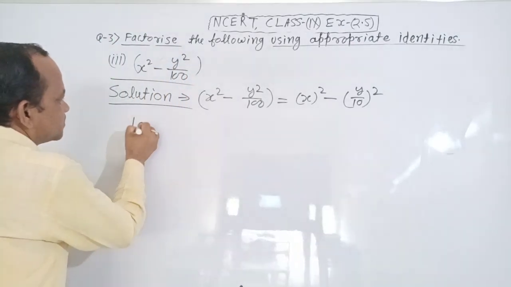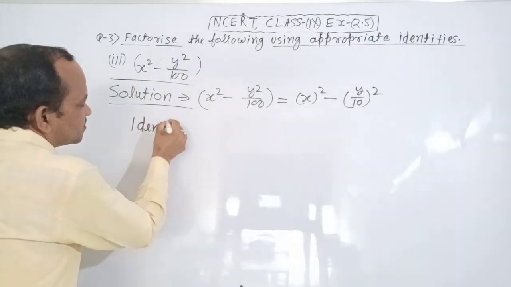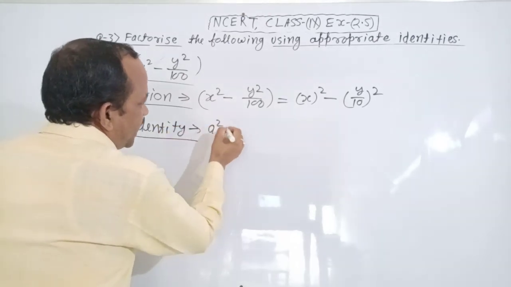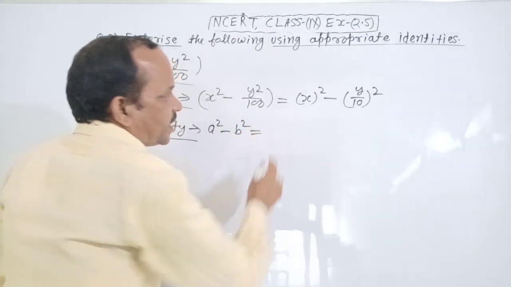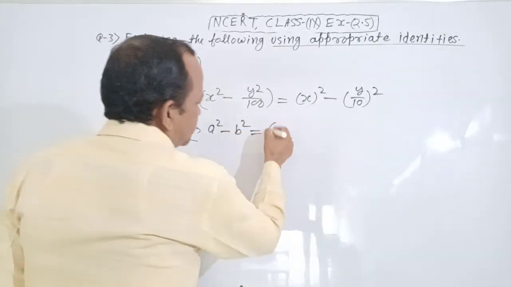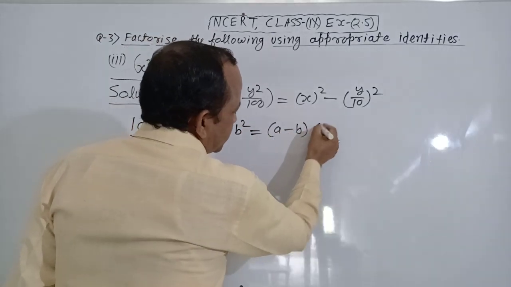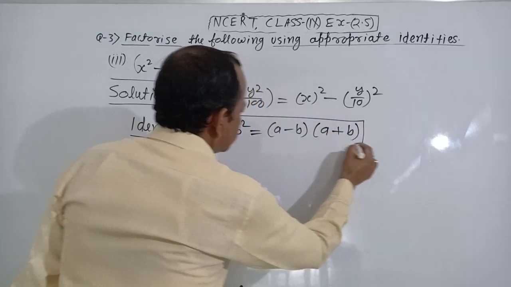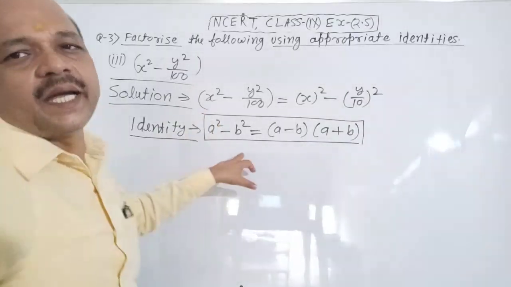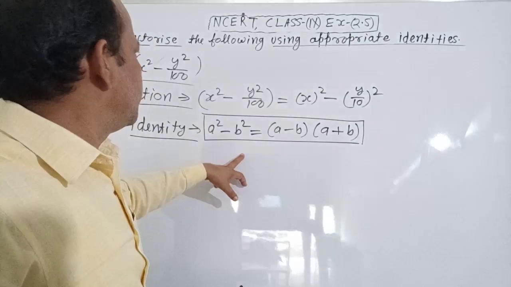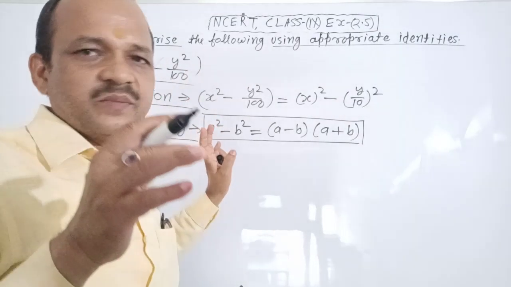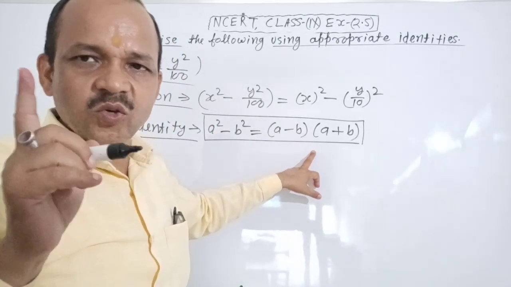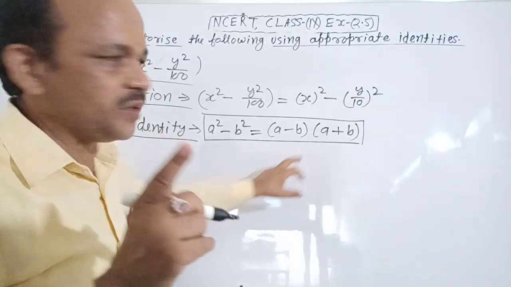Identity: a square minus b square equals (a minus b)(a plus b). You can solve your question very easily with the help of this identity. Is the identity clear? No confusion about it? Very good.